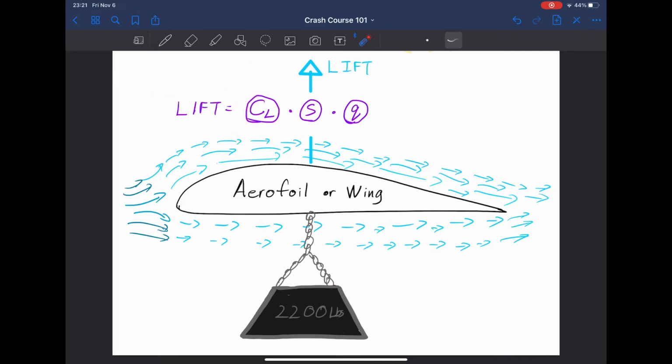This also works vice versa. If the aircraft begins to slow down, your lift will decrease. If you have less surface area on the wing, your lift will also decrease. And if your CL decreases, meaning if your angle of attack decreases, your lift will decrease.